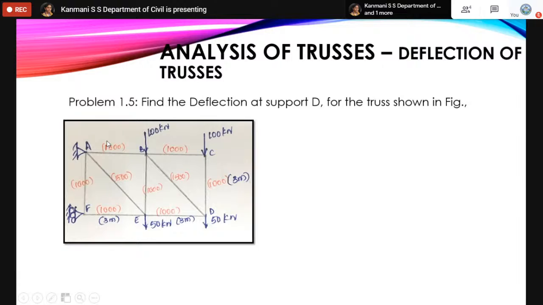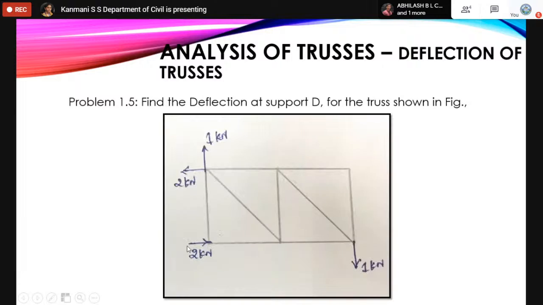After this, if you look at this figure itself, you can analyze that at this joint, the force of 2 kilonewton is straight away transferred here. The force in the third member is equal to 0.